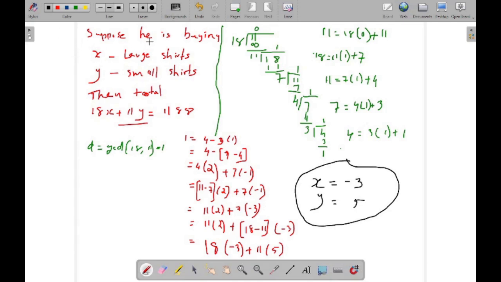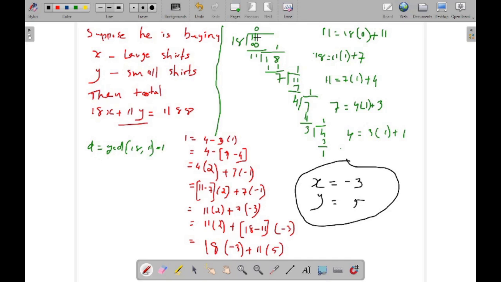Suppose he is buying x number of large shirts and y number of small shirts, then the total amount will be 18x plus 11y is equal to 1188. Okay, if you take the GCD of 18 and 11, we will get 1, d equal to 1.